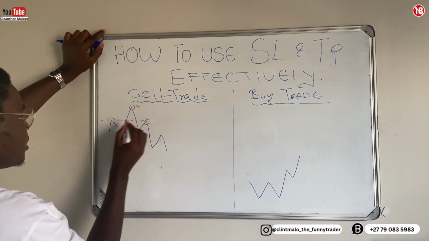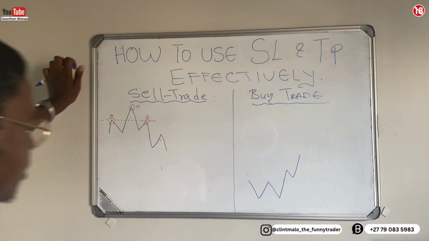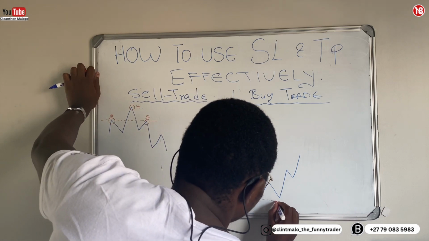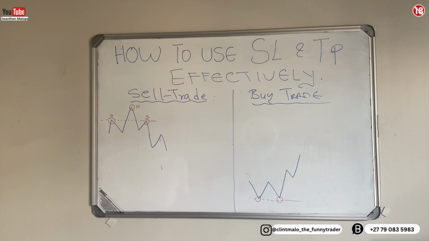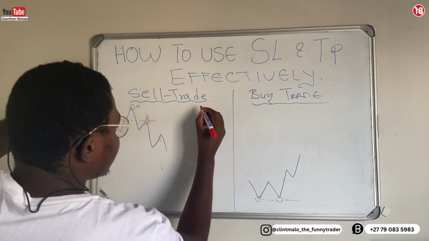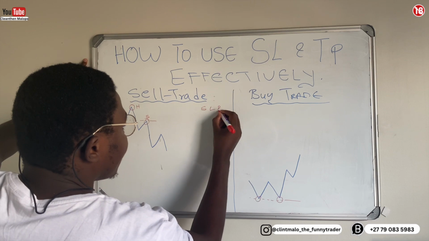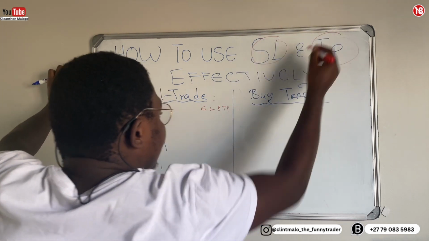This is the head, this is the shoulder, this is the shoulder, right? And then on this side, we are going to have two double bottoms. They form a double formation. We've already talked about this in the previous video. So for now, let's just continue with what we want to illustrate today, which is where to put your stop loss and take profit.